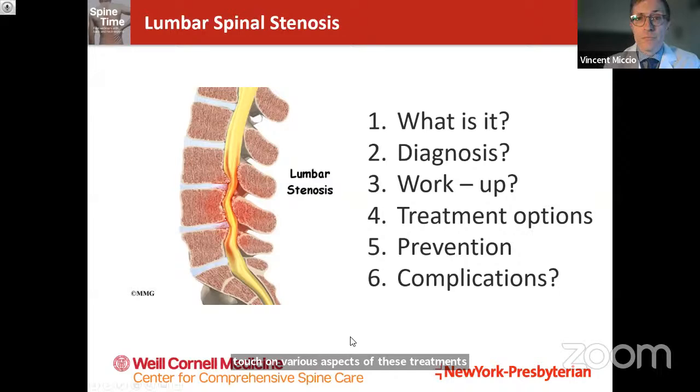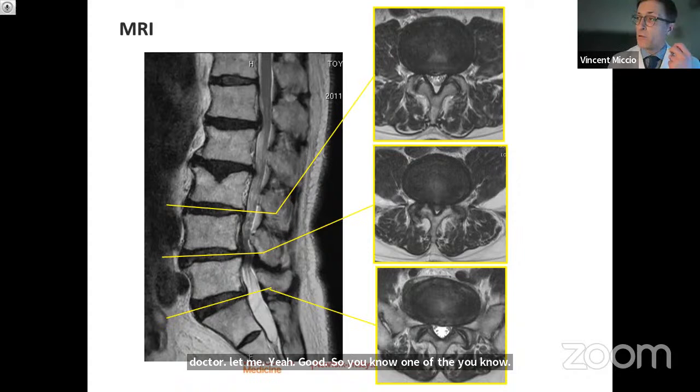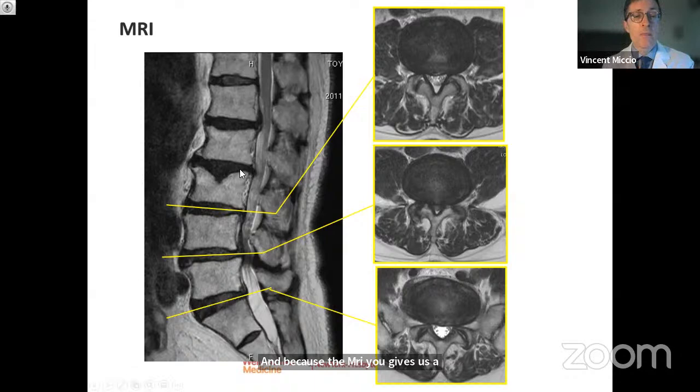So, obviously we start with the patient first. One of our most powerful diagnostic tools is the conversation that we have with the patient and the physical exam that we do with the patient. But another very powerful tool that we have is the MRI, because the MRI gives us a very detailed picture of the spinal canal and of the vertebrae and the discs.